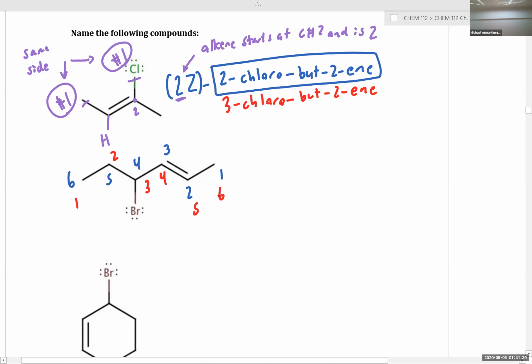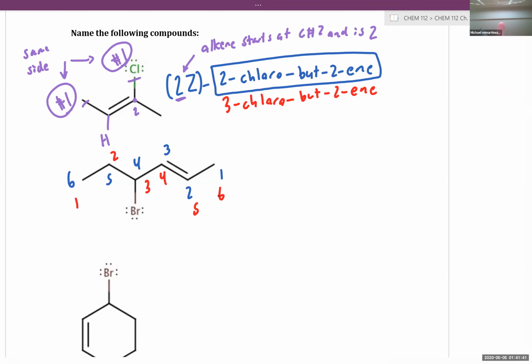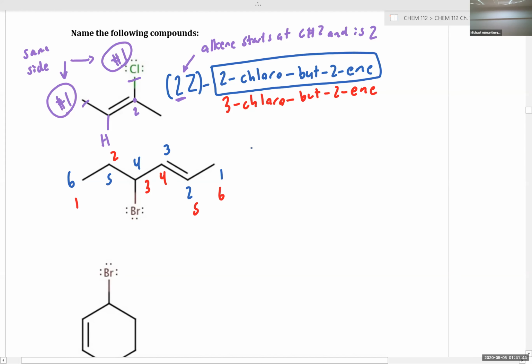Okay, so let's write out both the names. I'll write out the name in blue first. So we have 4-bromo, 1, 2, 3, 4, 5, 6, hex, 2-ene.